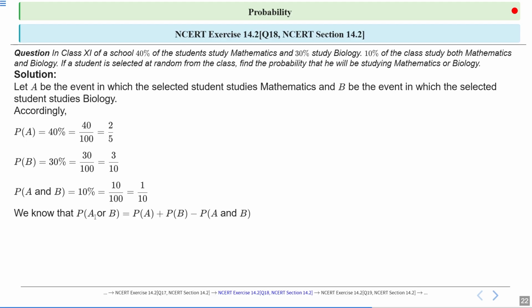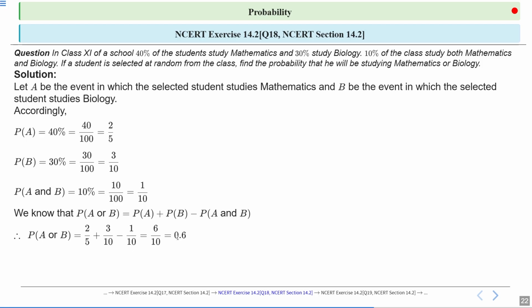And we know that probability of A or B is equal to probability of A plus probability of B minus probability of A and B. Okay, so just put the values of probability of A, probability of B, and probability of A and B, then you will obtain the value of probability of A or B. So therefore probability of A or B is equal to 2 over 5 plus 3 over 10 minus 1 over 10. Okay, and after simplifying, you will get this is equal to 6 over 10, and this is equal to 0.6. So probability of A or B is equal to 0.6.